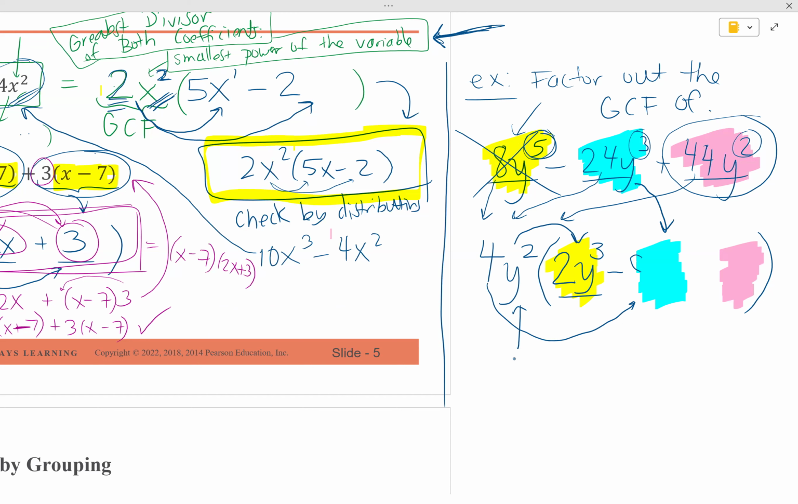Negative 8? Wait, what the heck? 6. What the heck? Oh, that should take my job away. I don't know how to multiply. 4 times 6 is 24, right?